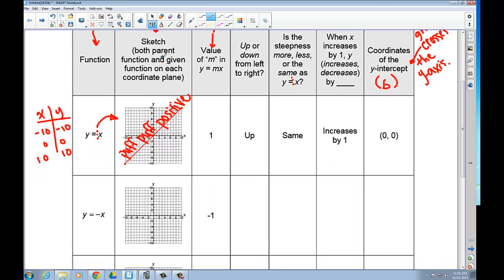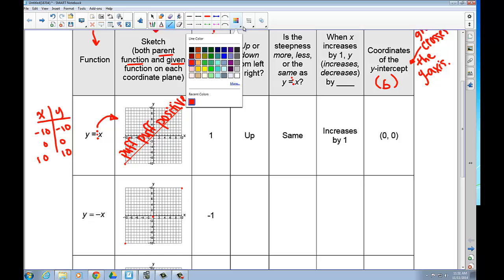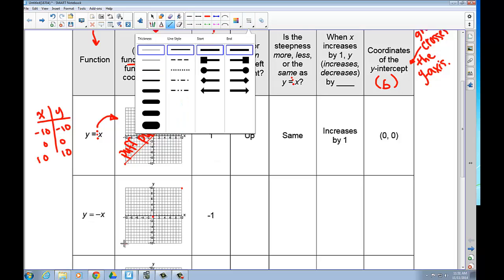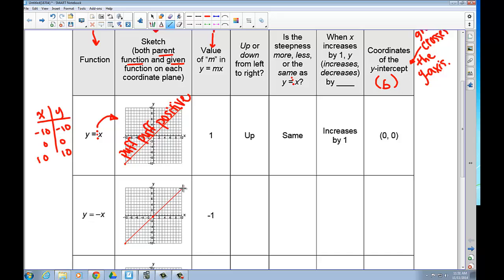So as we read the second column, the title of the second column, they want us to sketch both the parent function and the given. So let's go ahead and sketch the parent function. We know it's at 0, 0, 10, 10, and negative 10, negative 10. So we plot those points, and then we're going to draw our straight line. Our red line represents y equals x, so I'm just going to write this one as y equals x.